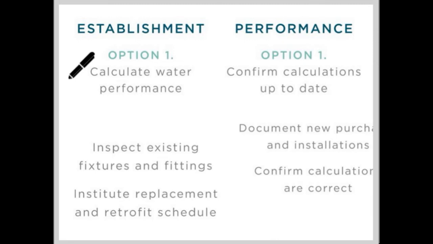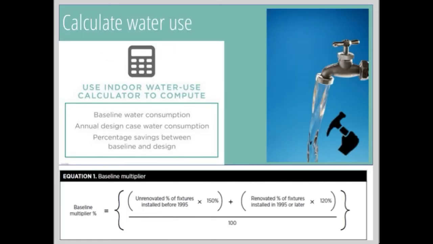The project should confirm that calculations are up to date for building water use and demonstrate that all applicable purchases made during the performance period meet the requirements of the fixture and fitting replacement and retrofit policy.